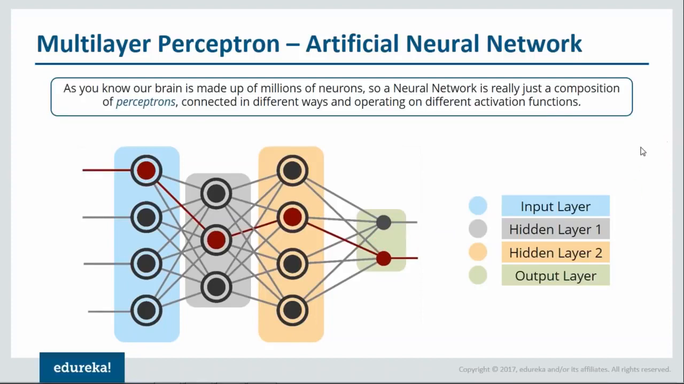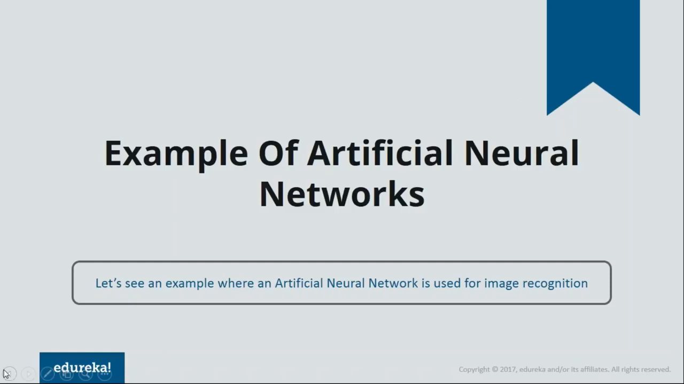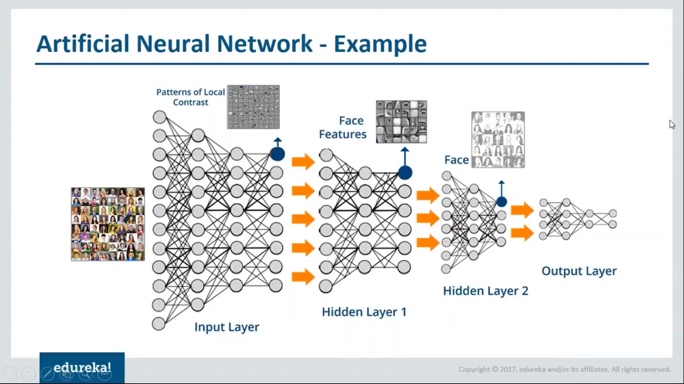Now let me explain this with an example. Over here, I'll take an example of image recognition using neural networks. What happens is we feed a lot of images to our input layer. This input layer will detect the patterns of local contrast and then feed that to the next layer, which is hidden layer 1. In this hidden layer 1, the face features will be recognized. We'll recognize eyes, nose, ears, things like that. Then that will be fed as input to the next hidden layer. In this hidden layer, we'll assemble those features and try to make a face. And then we'll get the output, that is, the face will be recognized properly.